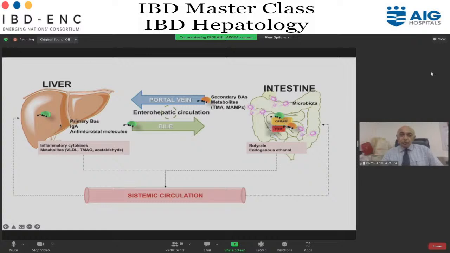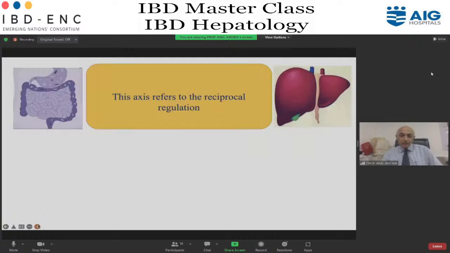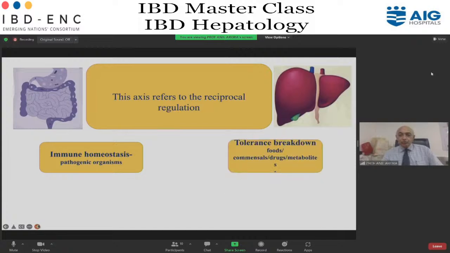Liver on its own also tends to have no less effect on the intestine. It is a bi-directional talk. It also produces a number of substances, including antimicrobial substances, secretory IgA, as well as bile, in an effort to have some control on the gut. So it is a bi-directional link between the gut and the liver. So this reciprocal relationship between the two leads to two important maneuvers. The first is an immune homeostasis.